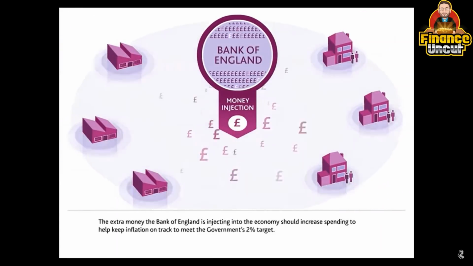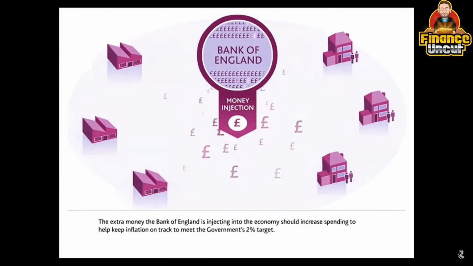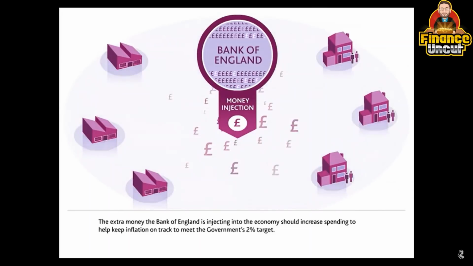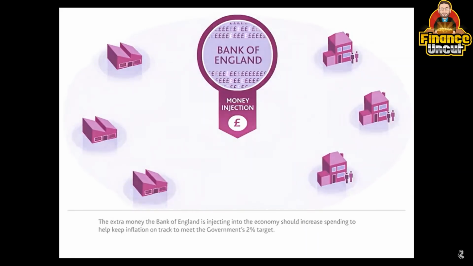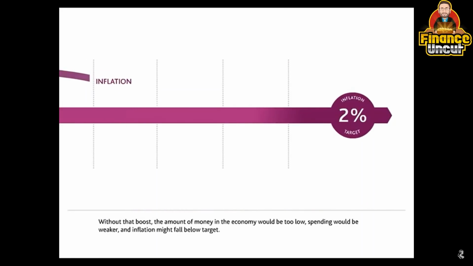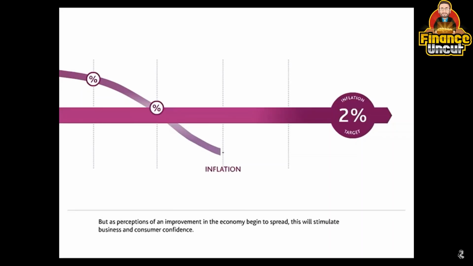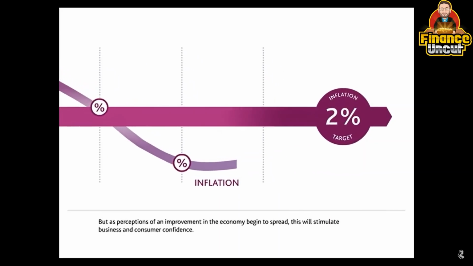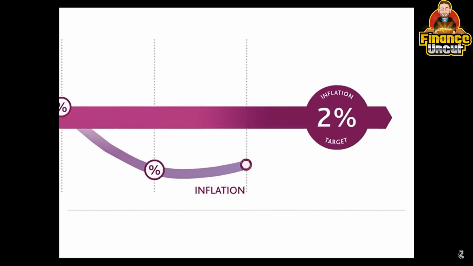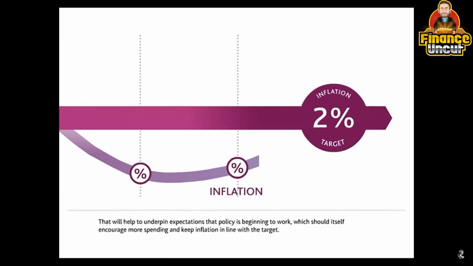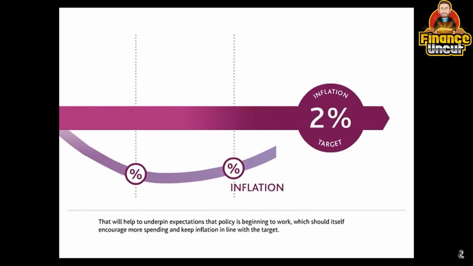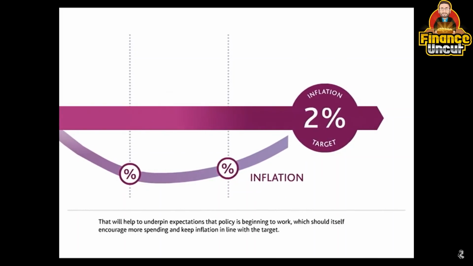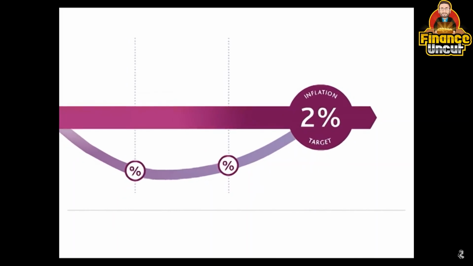The extra money the Bank of England is injecting into the economy should increase spending to help keep inflation on track to meet the government's 2% target. Without that boost, the amount of money in the economy would be too low. Spending would be weaker and inflation might fall below target. But as perceptions of an improvement in the economy begin to spread, this will stimulate business and consumer confidence. That will help to underpin expectations the policy is beginning to work, which should itself encourage more spending and keep inflation in line with the target.